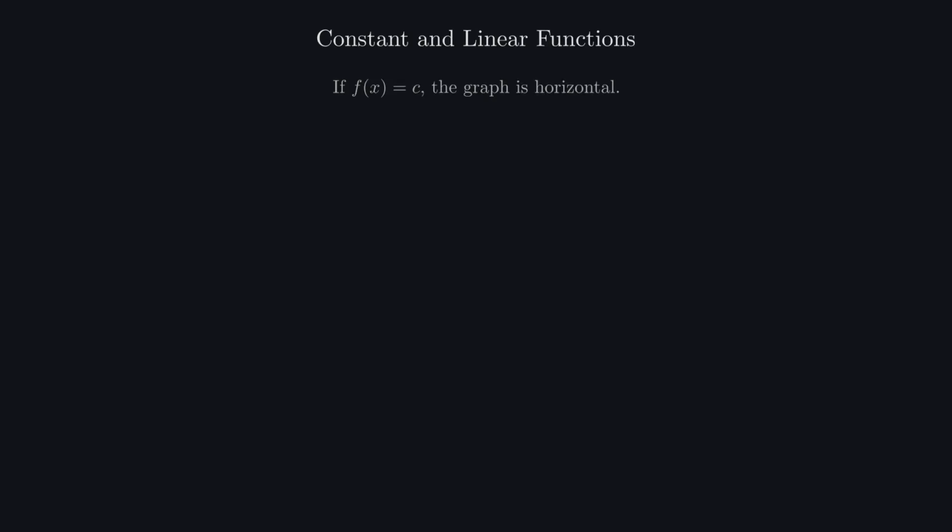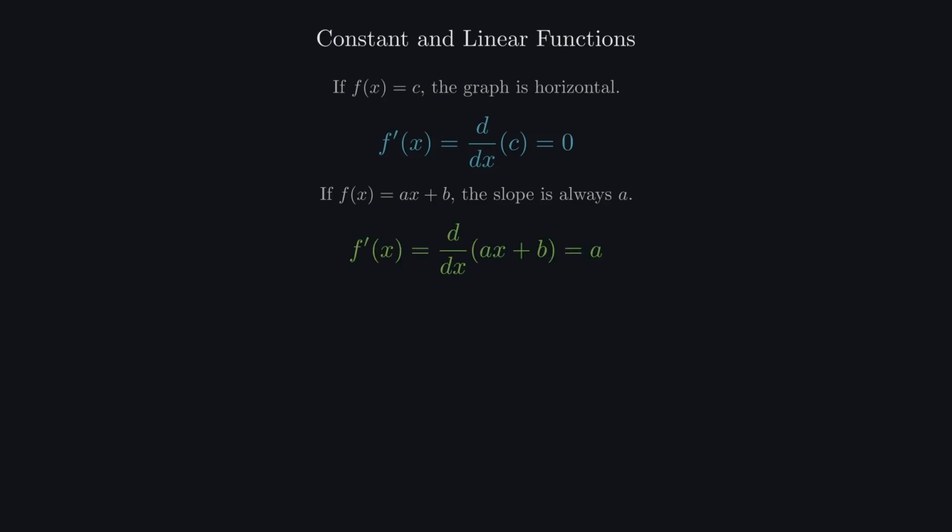If c is a real number and f of x equals c, then the graph is a horizontal line. The slope of a horizontal line is 0 everywhere. So the derivative is f prime of x equals 0 for all x. Next, if f of x equals ax plus b is a linear function, the graph is a straight line with a constant slope a. That means the derivative is f prime of x equals a at every point. These two facts, constants differentiate to 0 and linear functions have constant derivative, are the building blocks for all of our later rules.